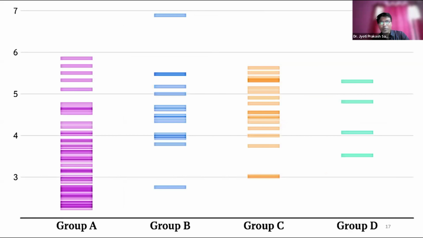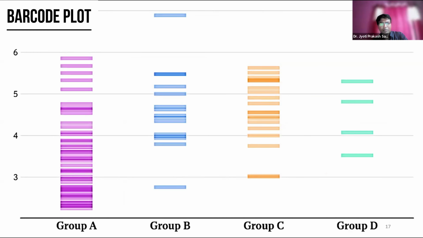Next one is the barcode plot. It simply looks like a barcode on any given product. Each line, each of the smaller bars, represents an individual value. So here is the outlier in group B. It's a different way of presentation, similar to the dot plot. It is a bar, so barcode plot.